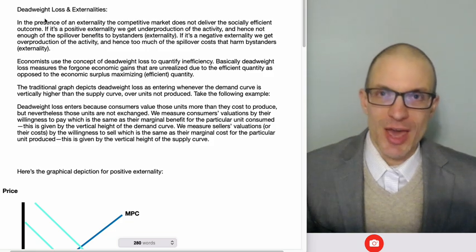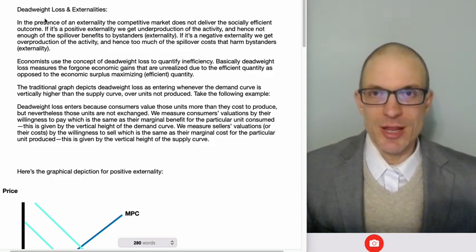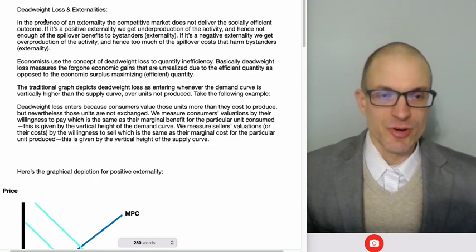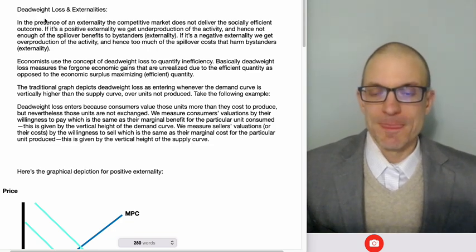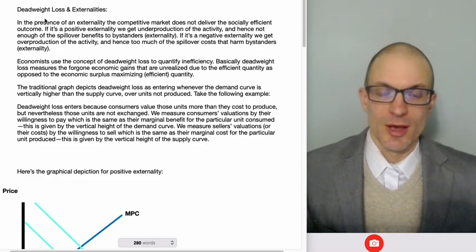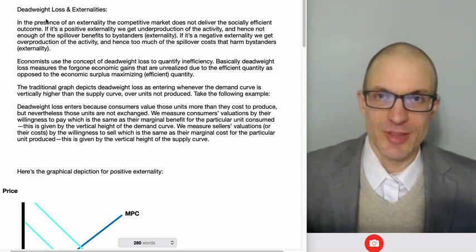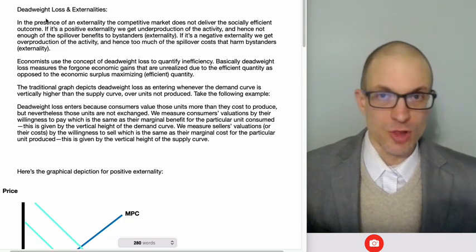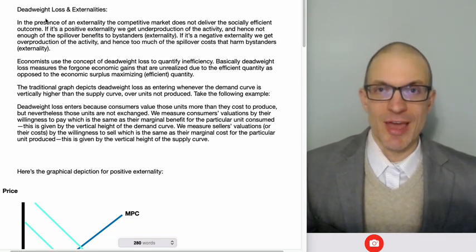That can happen if you have a monopoly operating, or if there's a price control or something like this. You have a situation where, whatever the units of the good, consumers value them more than they cost to produce, but they end up not getting produced, not getting traded. And so we think of deadweight loss as the foregone or the lost potential economic value.